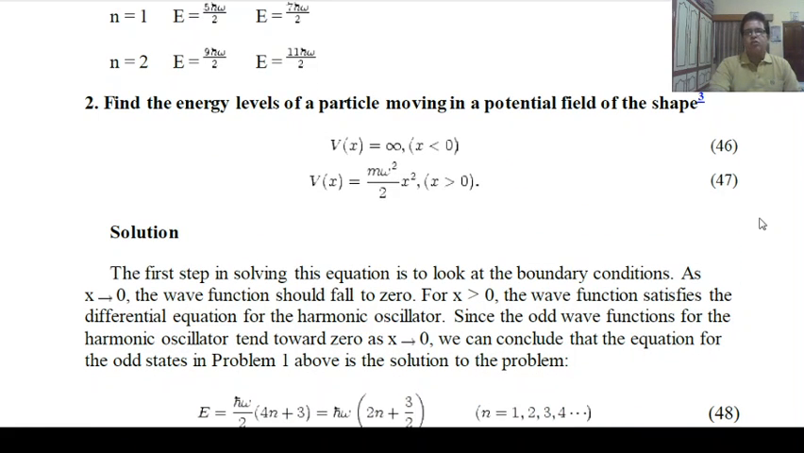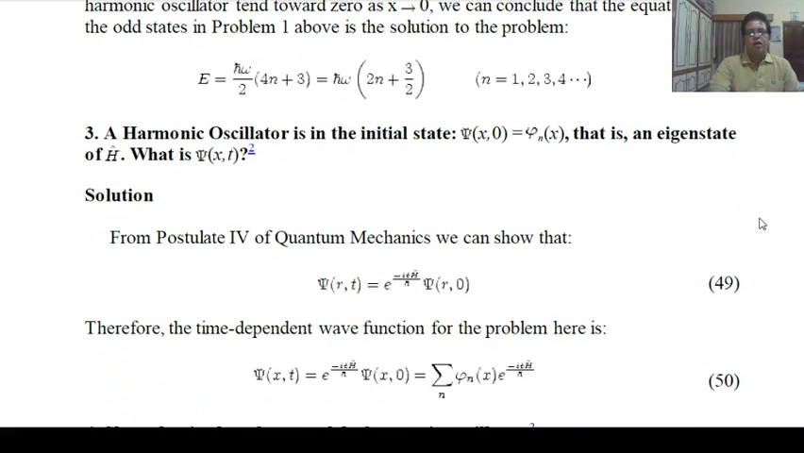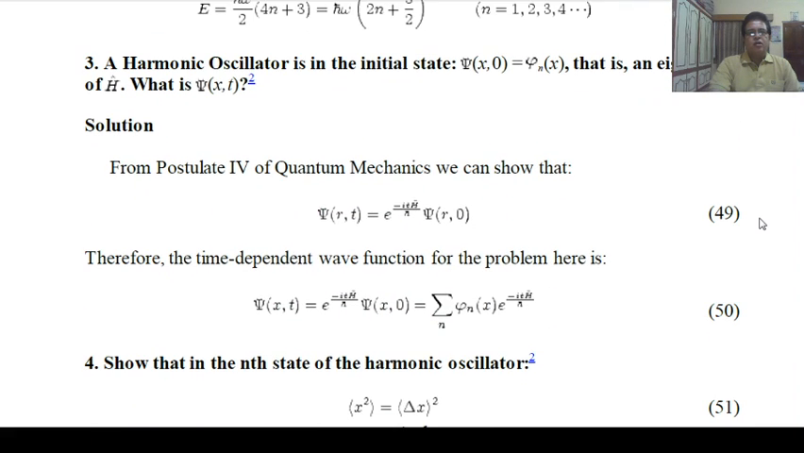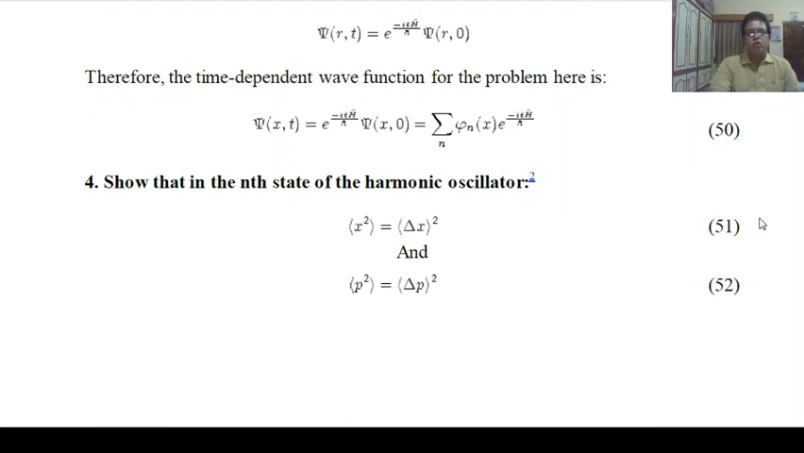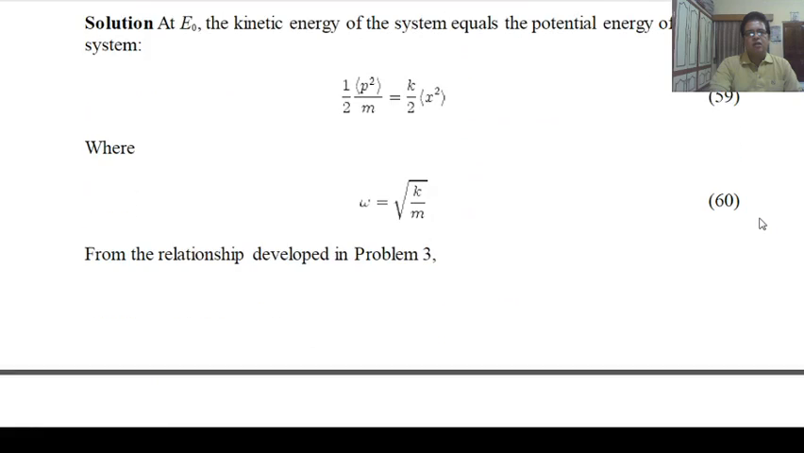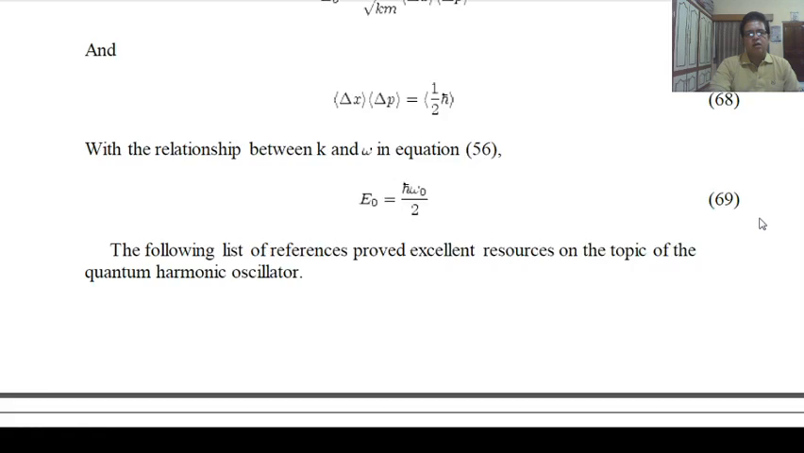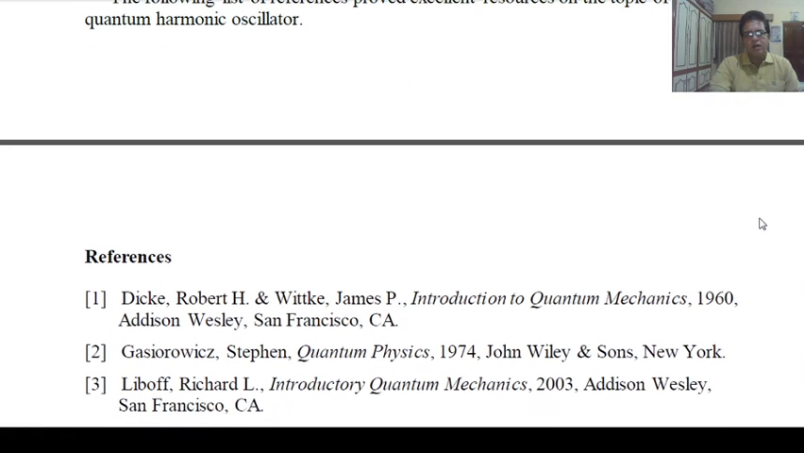Find the energy levels of a particle moving in a potential of the shape V(x) equal to infinity for x less than 0 and V(x) equal to m omega square upon 2 x square for x greater than 0. Okay. So you can do these things easily. The given onwards, do these things yourself and you can easily understand.